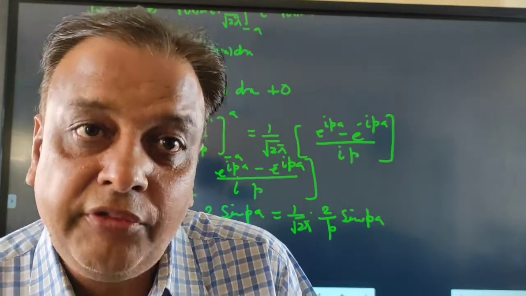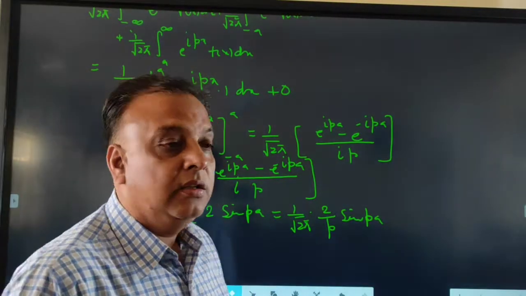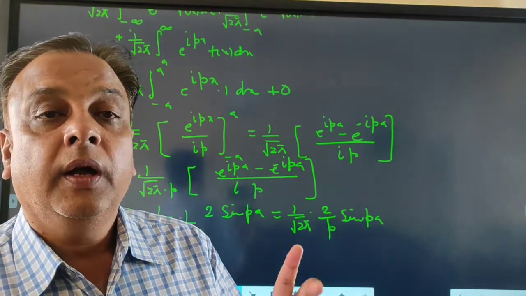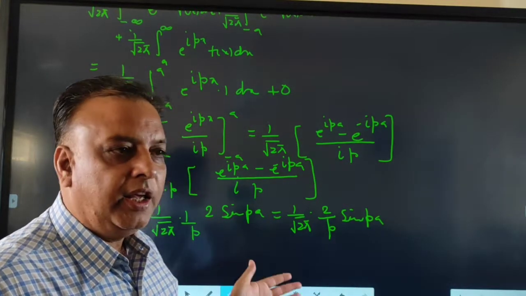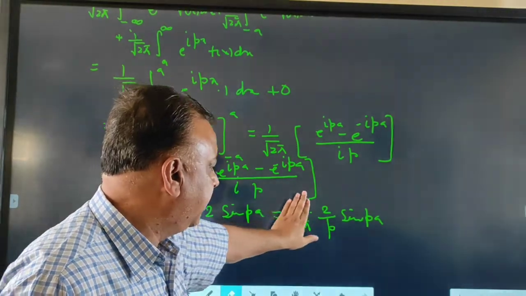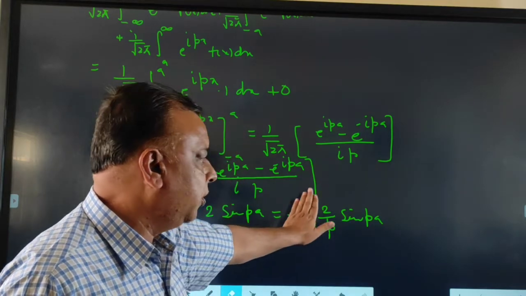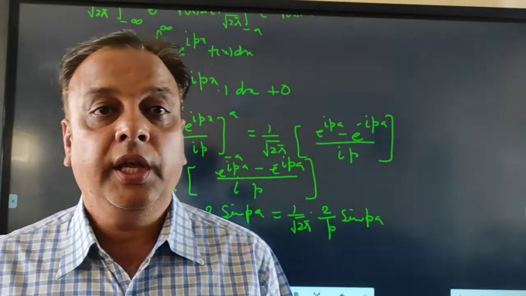This is the required solution. If we take the kernel of the transformation to be only e raised to iota px, then we get the solution of this problem as 2 upon p sin pa. Thank you very much.